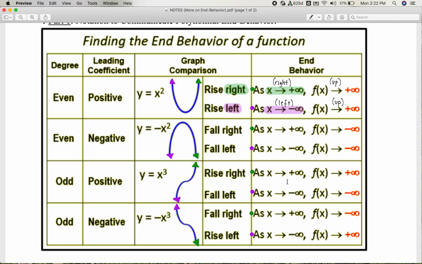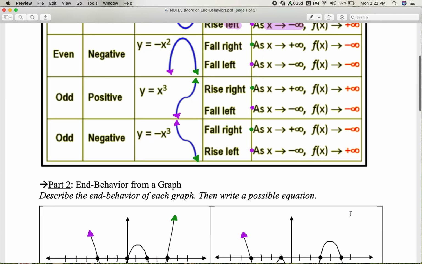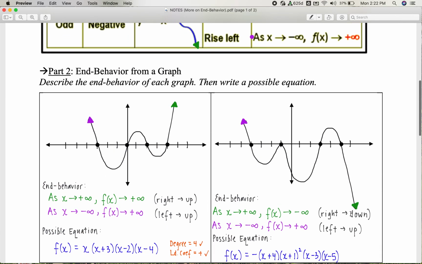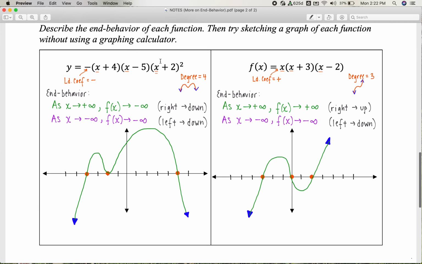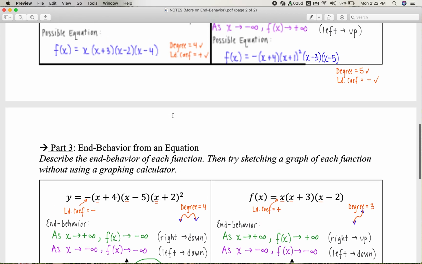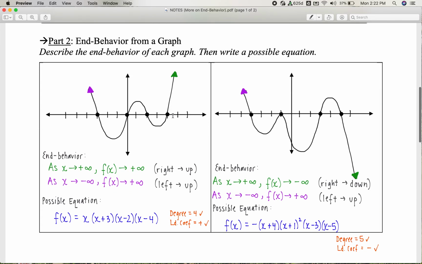The rest of this video is really just meant to reinforce this idea by looking at how we can look at a graph and describe the end behavior, or how we can look at an equation and describe the end behavior. So let's start with the graph. When we look at a graph, we can definitely see the end behavior right away if we focus on the arrows. So I'm going to keep this color coding going.